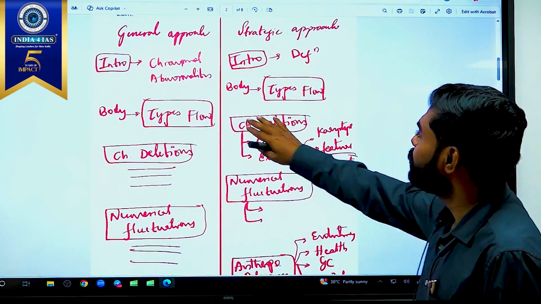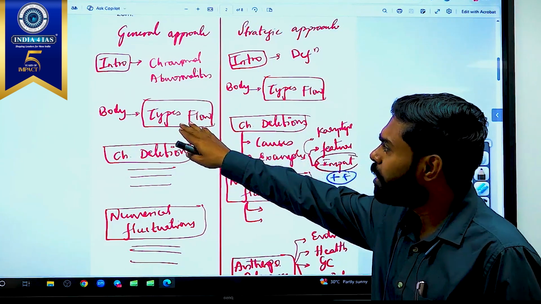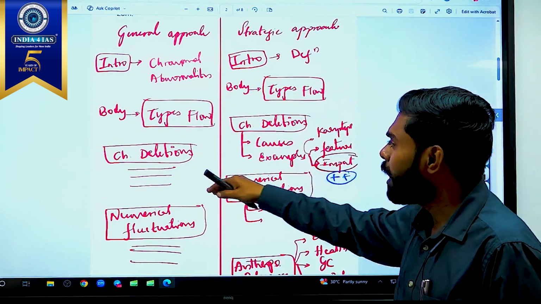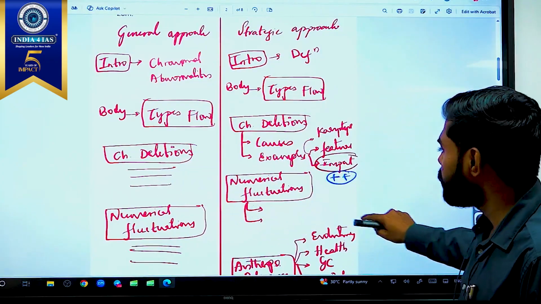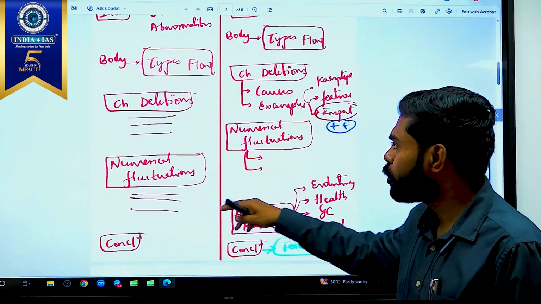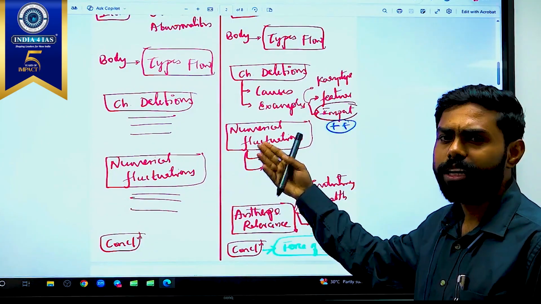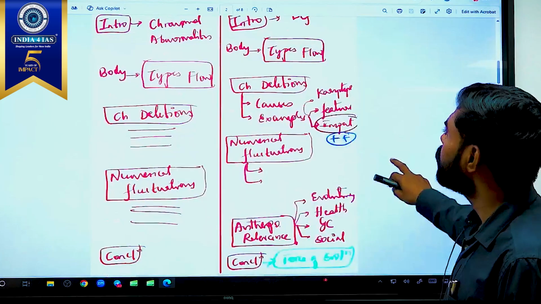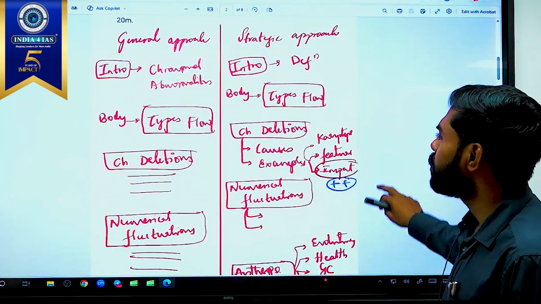So same thing. What are chromosomal abnormalities? I'll be defining it, and types, that diagram, the structural and numerical, and then the chromosomal deletions, the main part. I'll be addressing it, and I'll be addressing the numerical fluctuations with examples of how it has affected humans. All right, same thing here, but only thing is a bit better structure.